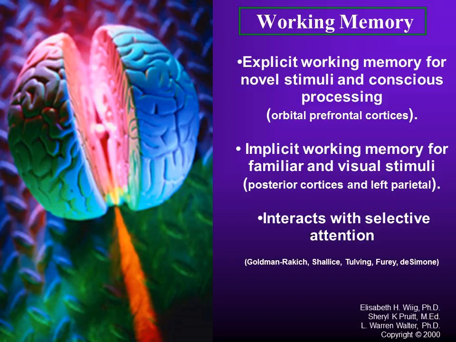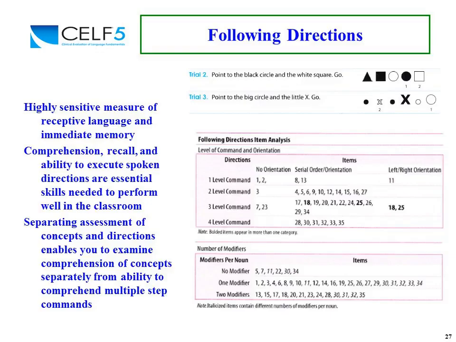For example, if we see the alphabet, we can say A, B, C, D, F, G, and so on. And visual stimuli, 1, 2, 3, 4, 5, 3, 5, 2, and so on. And again, posterior cortical area activation is required, and left parietal lobe activations. And working memory interacts with selective attention. So if you have a student with attention problems, you've got one with working memory problems, not necessarily vice versa.